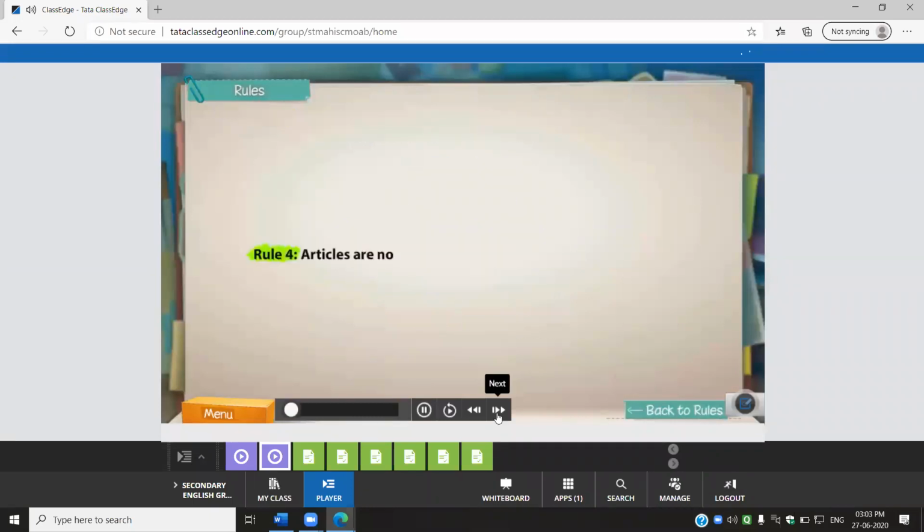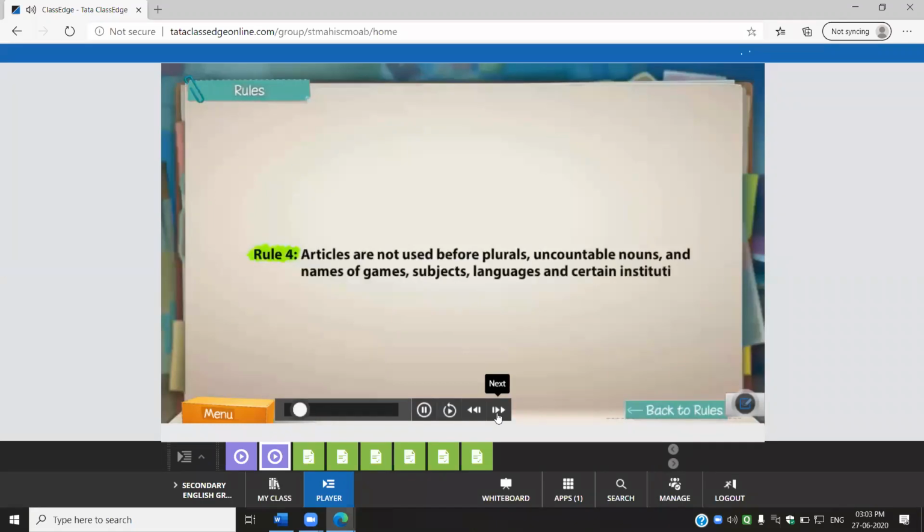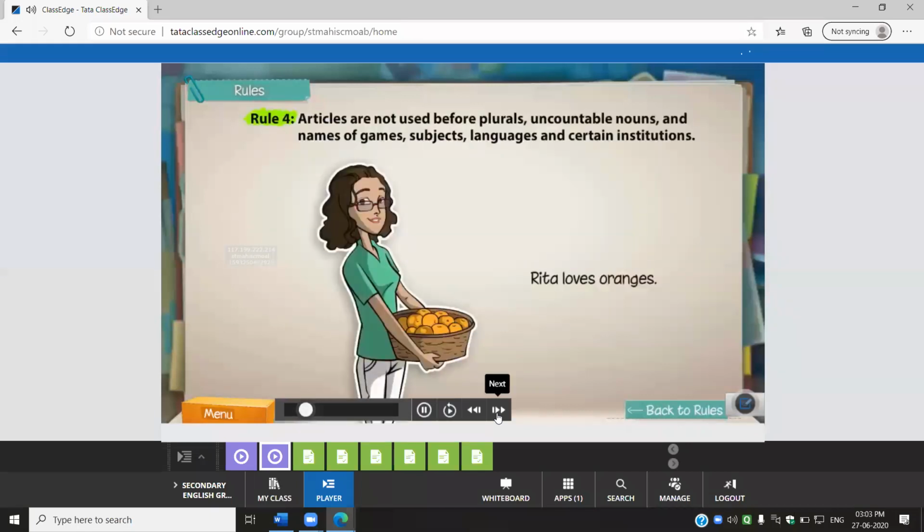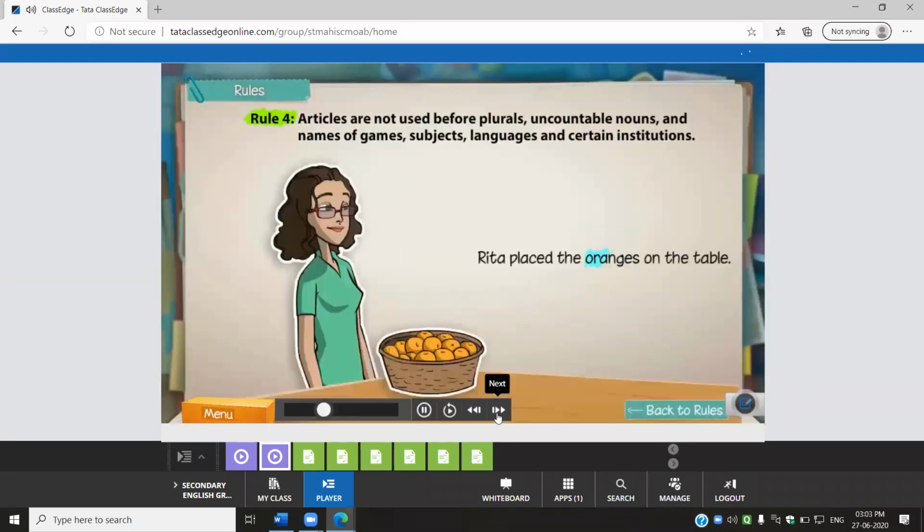Articles are not used before plurals, uncountable nouns, and names of games, subjects, languages, and certain institutions. You do not use articles before non-specific plural nouns. For example, the plural noun oranges in this sentence does not refer to some specific oranges. Therefore, no article is used before oranges. When plural nouns are specific, however, the article the may be used. This sentence, for instance, refers to a specific set of oranges.